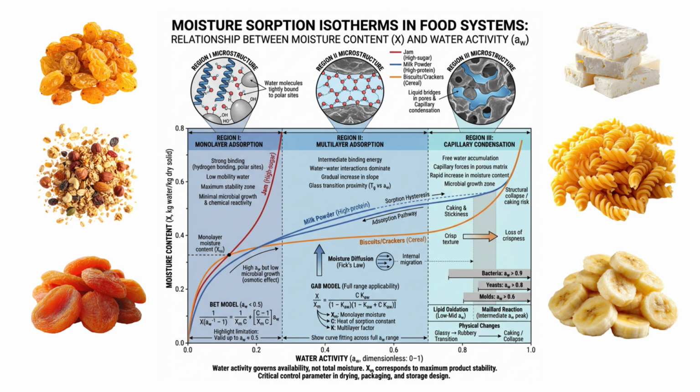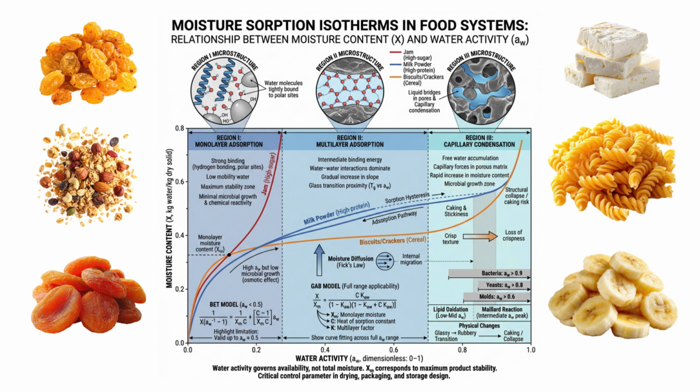This makes region 1 the most stable zone for food storage. The concept of monolayer moisture content is very important here. It represents the amount of water required to form a single molecular layer over the surface of the food. At this point, the food is considered to have maximum stability. From an engineering perspective, this is often the target moisture level during drying processes.